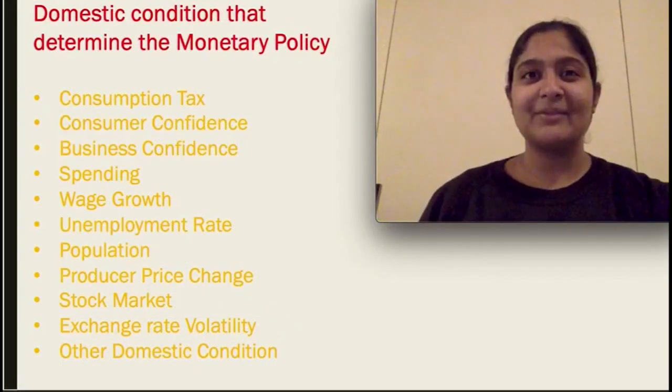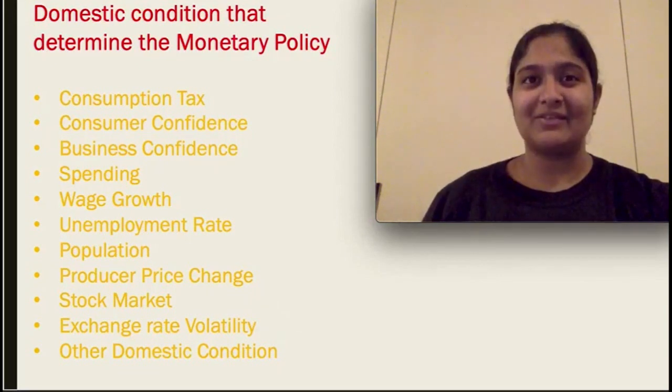There are various domestic conditions that need to be taken into consideration while determining the monetary policy. One such condition is the consumption tax, which has been increased from 8 to 10%. The COVID-19 pandemic has caused confusion and chaos, which has led to a decline in both business and consumer confidence, decreased spending, fall in prices, decline in stock markets, and also decrease in wage growth and increase in unemployment.